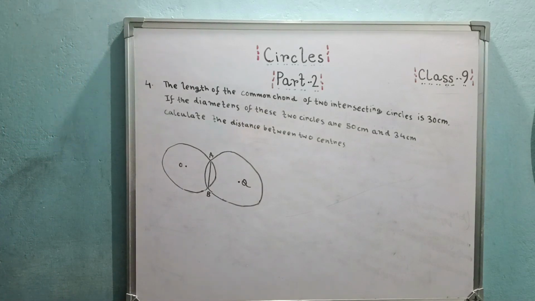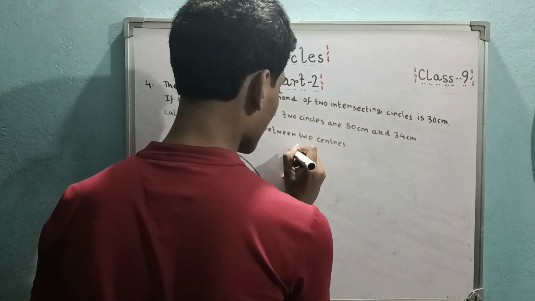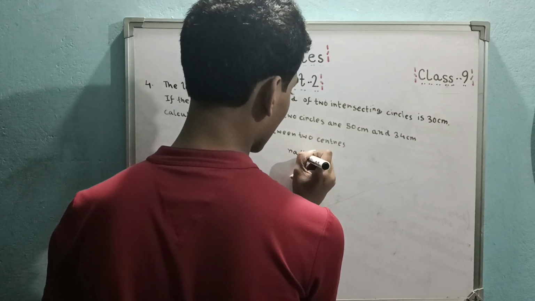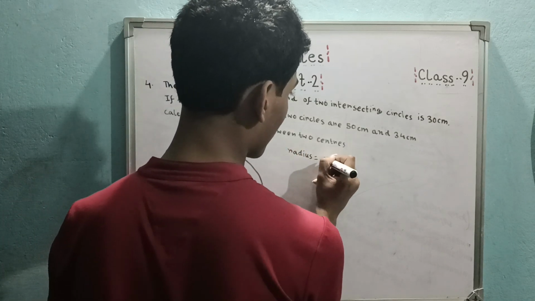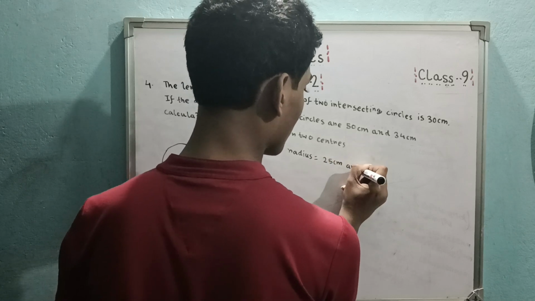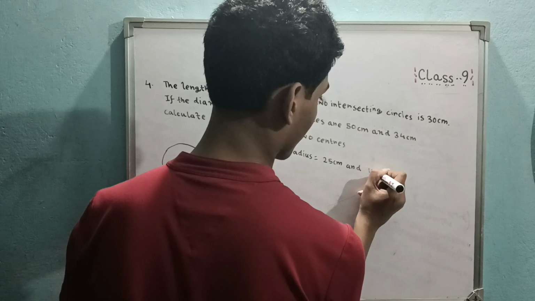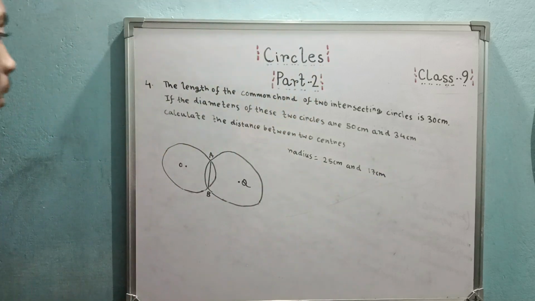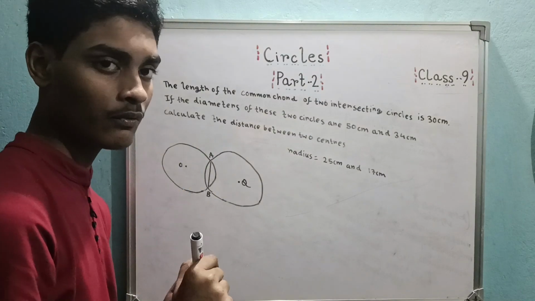But we are given diameter. So radius is diameter by 2. First diameter 50 by 2, 25 centimeter, and second one 34 by 2, 17 centimeter. That means radius is, from the center to any point of the circumference.